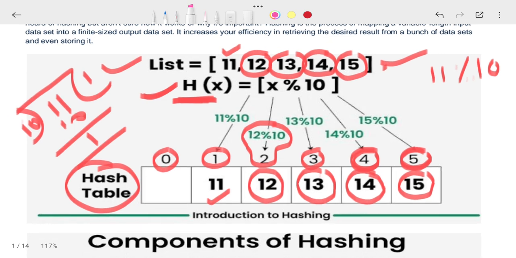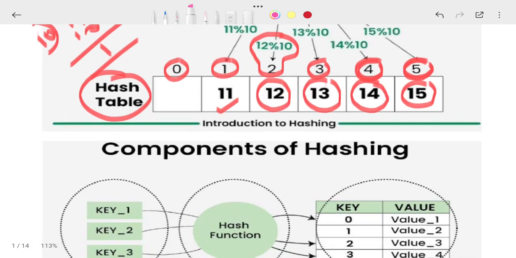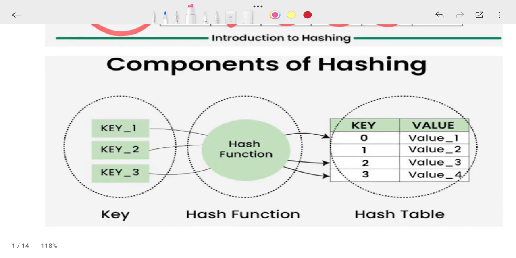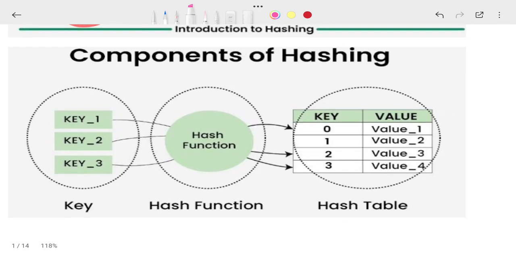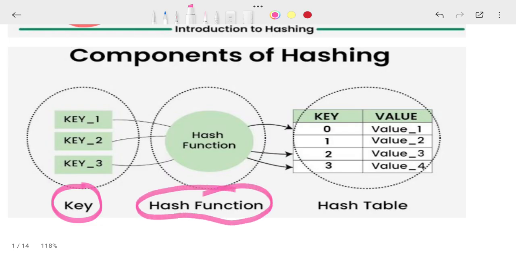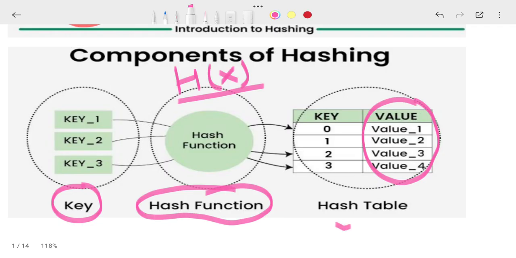Now we will see how it is actually performing. So these are the keys, whatever values we have given. There is a function, and its name is the hash function. I have written h(x), the function is h of x. Now at these keys we will place the values. This is the hash table.